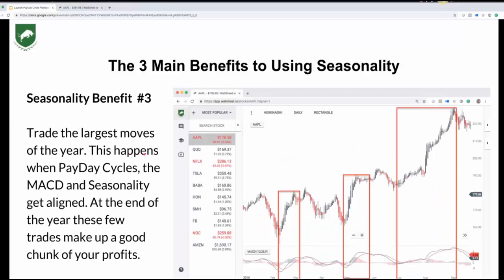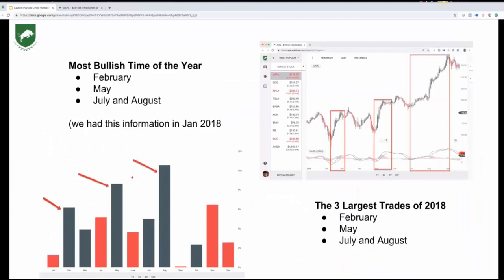The big benefit, though, is when you put all the pieces together, the largest moves of the year generally happen when payday cycles, the MACD, and seasonality all get aligned with each other. Again, this is using this concept called probability stacking. Rather than just using one indicator, we're applying 3 indicators together, and when they're all aligned, you get these mega moves. You'll likely trade less, but the trades that you do take will be way more profitable. And at the end of the year, these are the ones that make up the majority of most people's profits. Right? When you get these huge moves and you can make 200, 300, 400% or more on your money if you're leveraging options correctly. So let's take a look at an example.